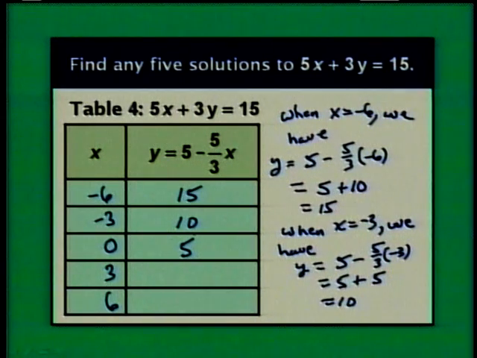Now, I have a pattern in my x column. In my x column, x is going up by 3s, row by row. It turns out when you have equations that graph to a line, if you have this incremental pattern for your x values, there will always be an incremental pattern for your y values. And I can see in this table that the incremental pattern for y is that y is going down by 5 every time x goes up by 3.